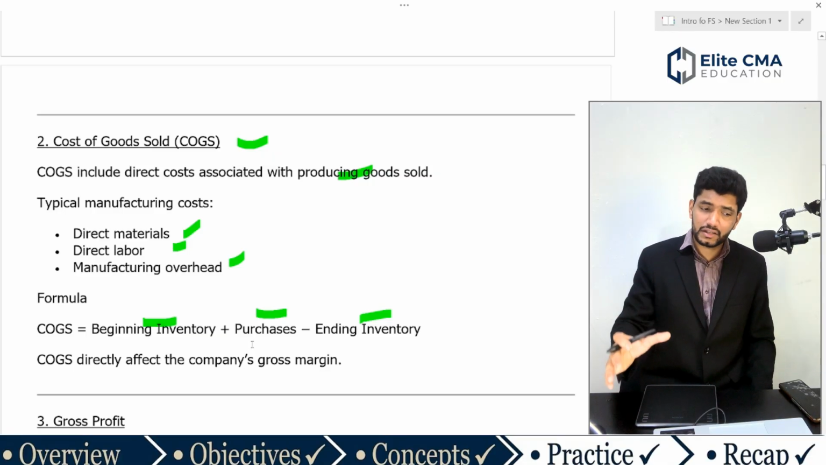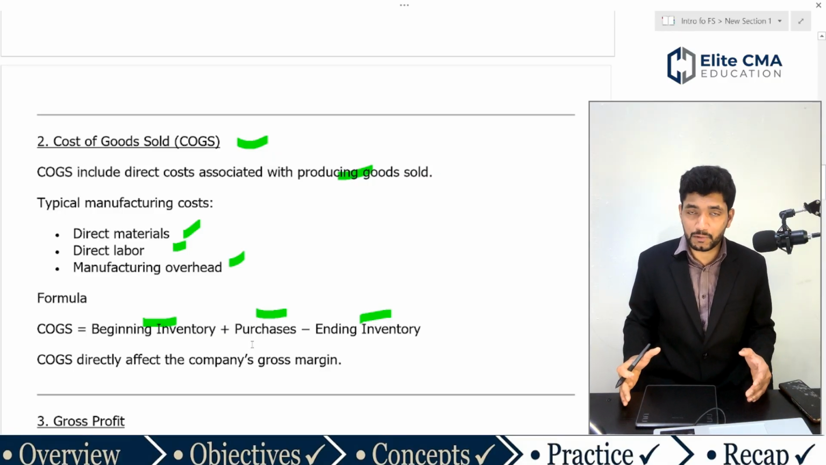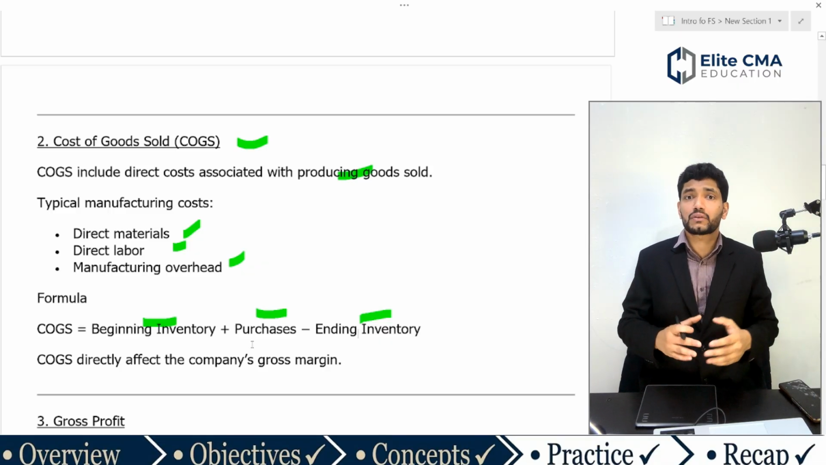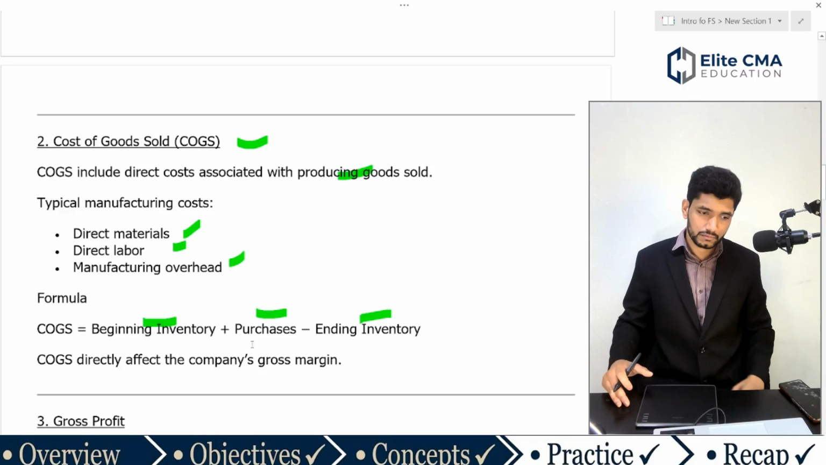So cost of goods sold directly affects the company's gross profit margin, because from the sales we are deducting cost of goods sold to calculate the gross profit margin.